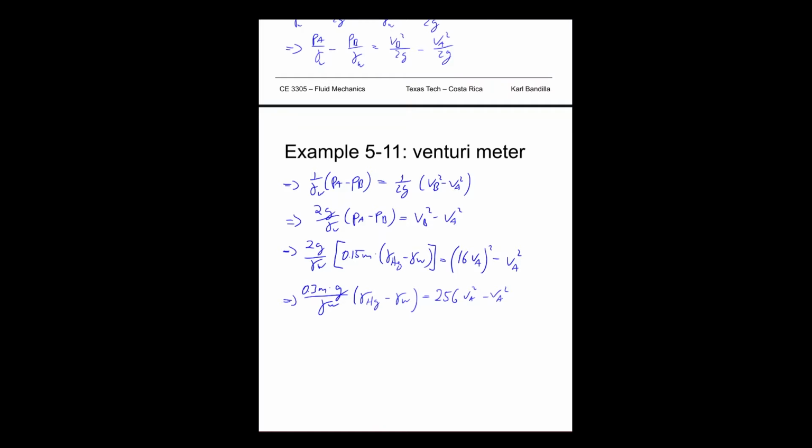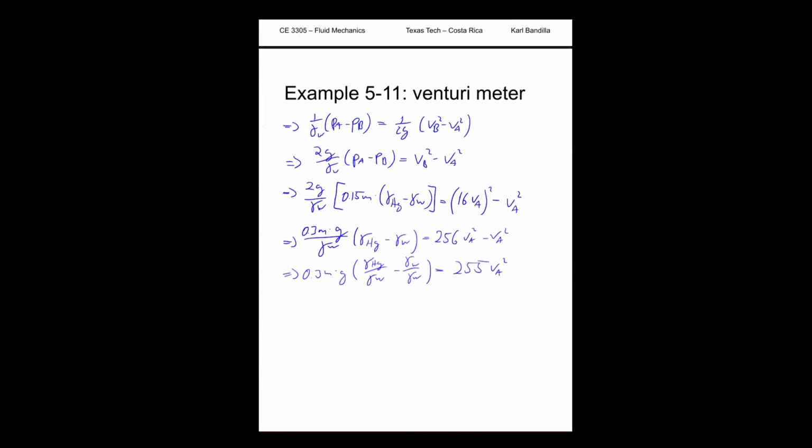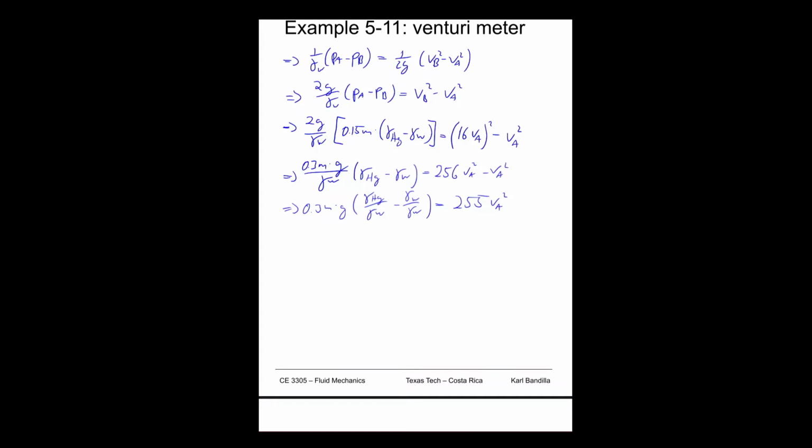Let's see what we want to do over here. So let's pull in that gamma water. All right, so we'd have gamma HG over gamma water, and gamma water over gamma water, equal to 255 VA squared, right? 256 minus 1. All right, of course, over here that cancels out to 1. And we're given the density of mercury, not the specific weight, so we can just switch that first one to densities, right? Because just the G's would cancel, so we'll just skip that step.